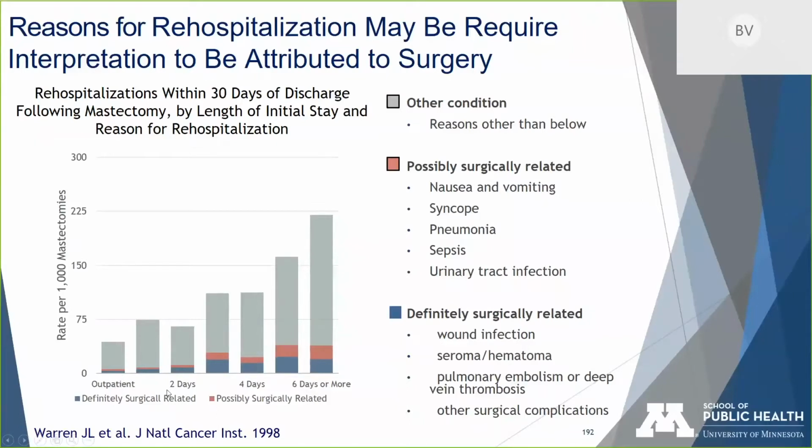The other interesting thing that they found was that length of stay mattered in how you were defining complications. So if someone went to the hospital for a mastectomy and they ended up staying 6 days or longer, they had many more complications, but it may be harder to attribute those complications to surgery. You may start to wonder if some of those complications were related to a poor health status, but they did experience more surgically related complications. So looking at the rates or rehospitalization reason is important if you're trying to use rehospitalization as an outcome following surgery.